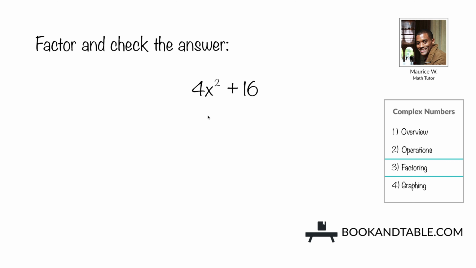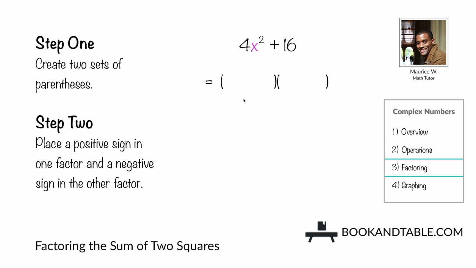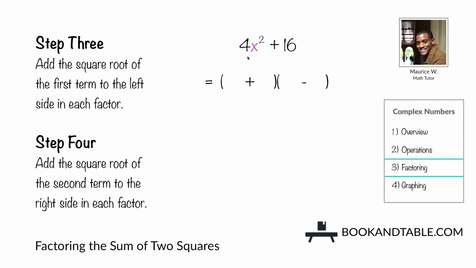Let's say you're asked to factor 4x squared plus 16 and check the answer. Step 1, create two sets of parentheses. These are where we'll put our factors. Step 2, place a positive sign in one factor and a negative sign in the other factor. And now we can continue to step 3, which is to add the square root of the first term to the left side in each factor.